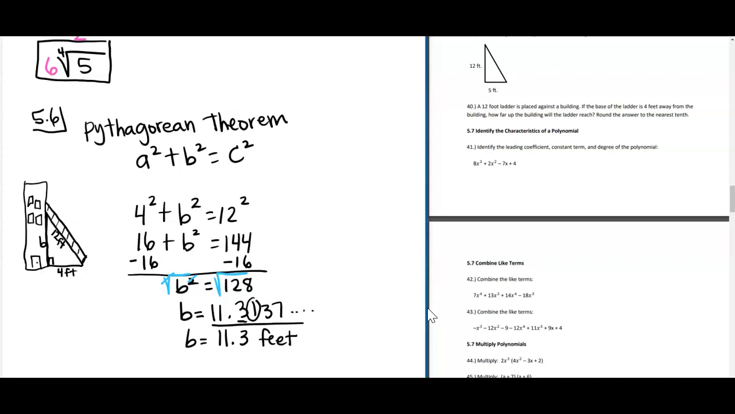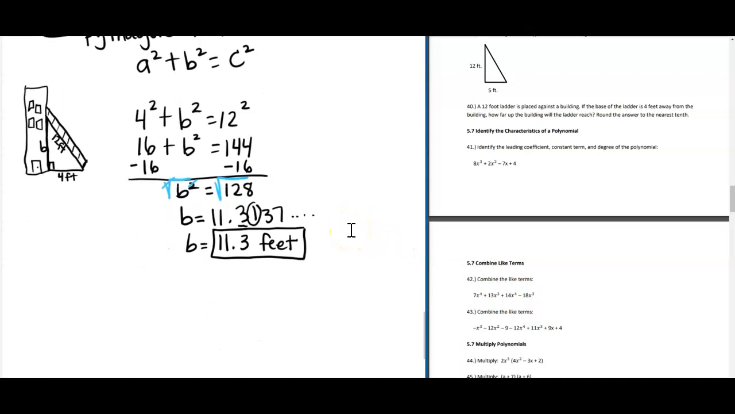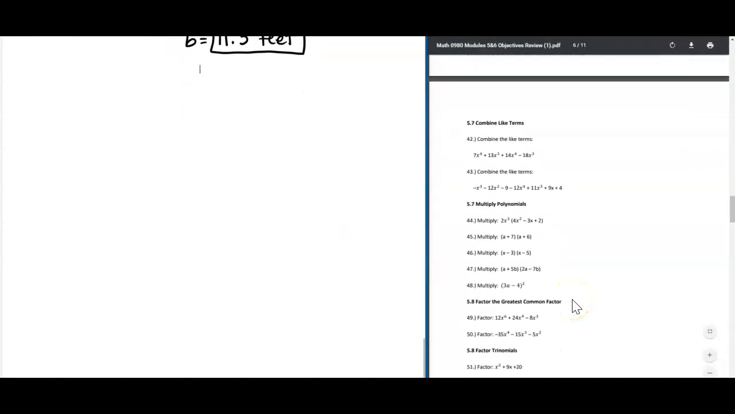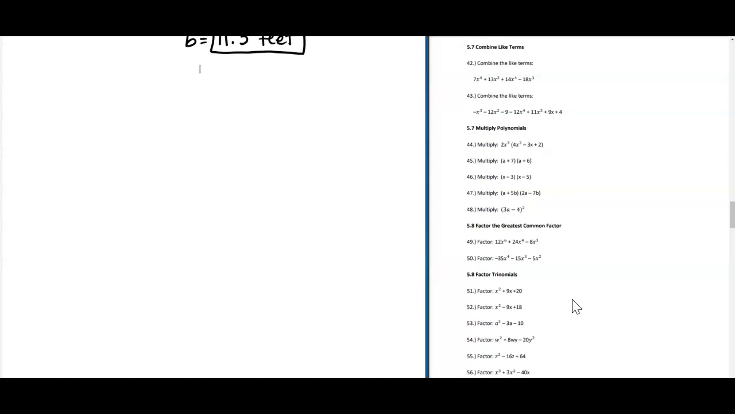And that seems reasonable because we said we knew it was going to be less than 12 feet, because that's how high up that ladder will reach. But it's not too far away from 12 feet either, so that seems a reasonable answer. All right, so that's how you deal with the Pythagorean theorem and some of the story problems that are there. Let's go to 5.7 and talk about some things with polynomials.